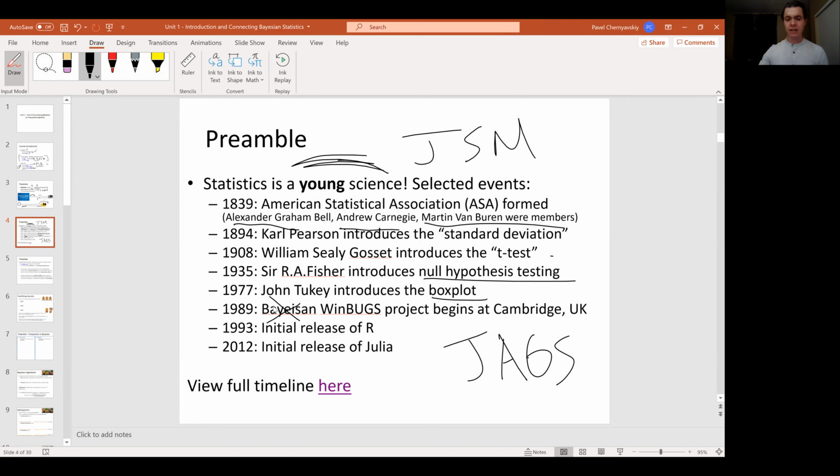You used to download a standalone software package that was buggy, to say the least. Cambridge, 1993, was the initial release of R, the program we all know and love. For a while, that was the last point I had in this slide. And I said, man, we've had a lot of things happen since 1993. So I thought I would include Julia in there.